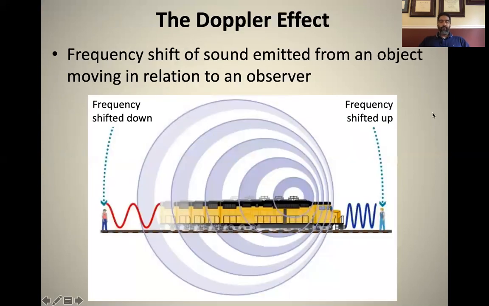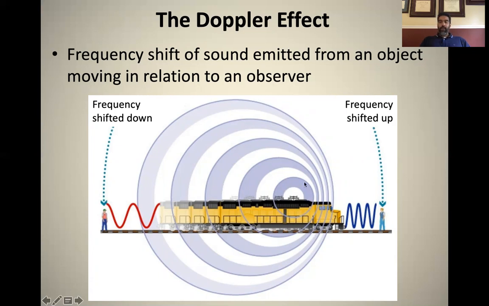You probably remember from high school physics that the Doppler effect is the frequency shift of sound that's being emitted by an object that is moving in relation to an observer. And probably all of your high school physics textbooks had a picture that looks something like this. You've got a train moving down a track, blowing its horn. And there are two observers listening to this train horn. There's one observer standing in a position wherein the train is moving towards him. And there is another observer standing in a position where the train is moving away from him.